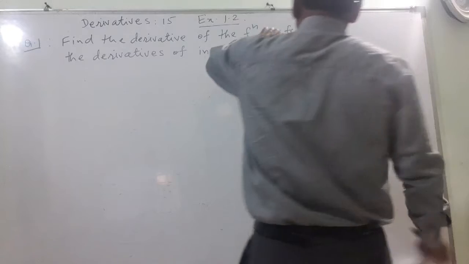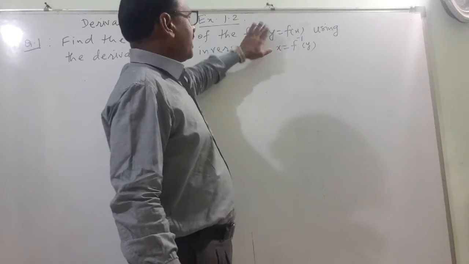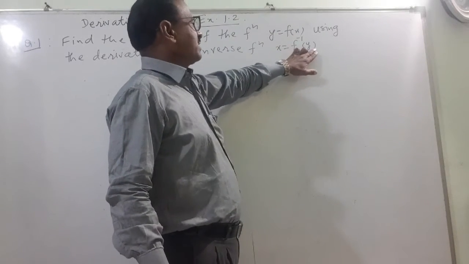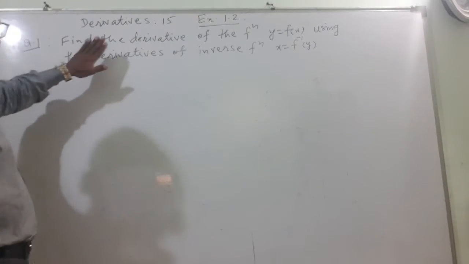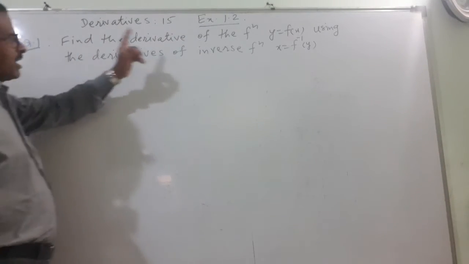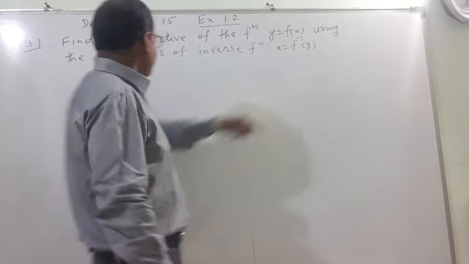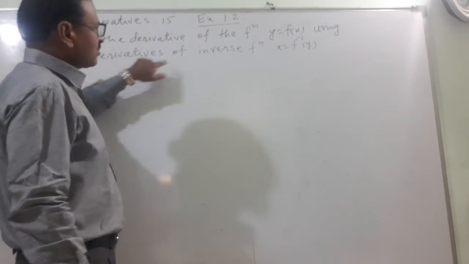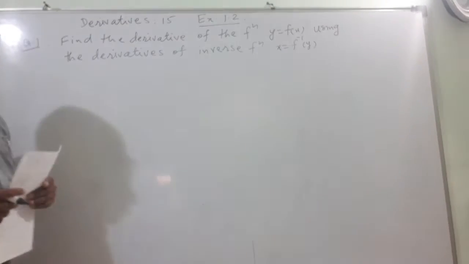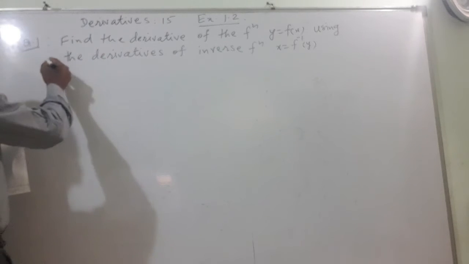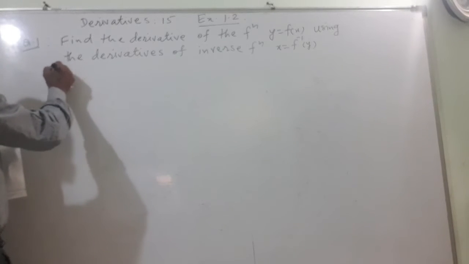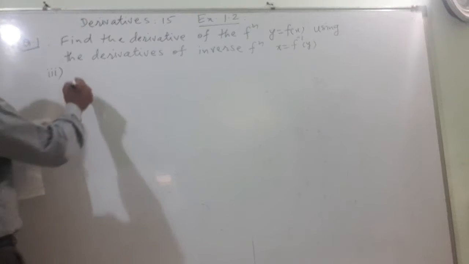Y is equal to f of x is the function and x is equal to f inverse of y is the inverse function. Now read this question very properly. Find the derivative of the function using the derivatives of inverse function. That means we have to use the principle of inverse function. How to do? We have solved in the solved examples. Now see at least one sum.